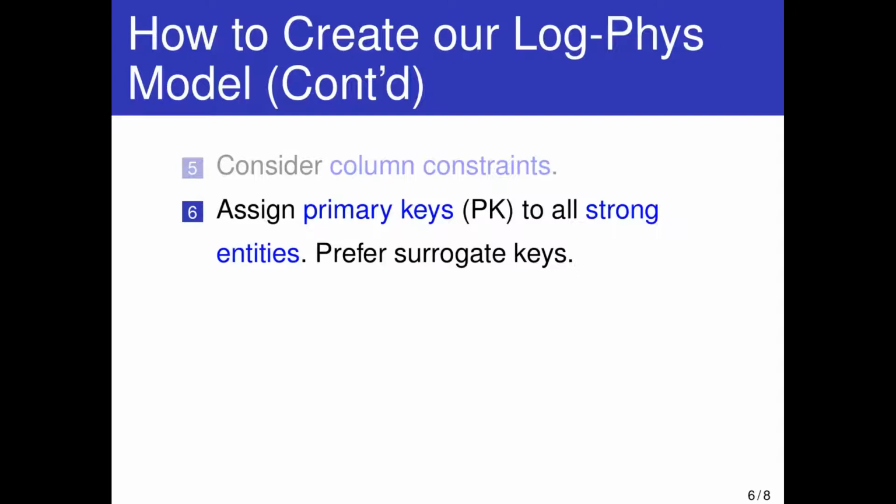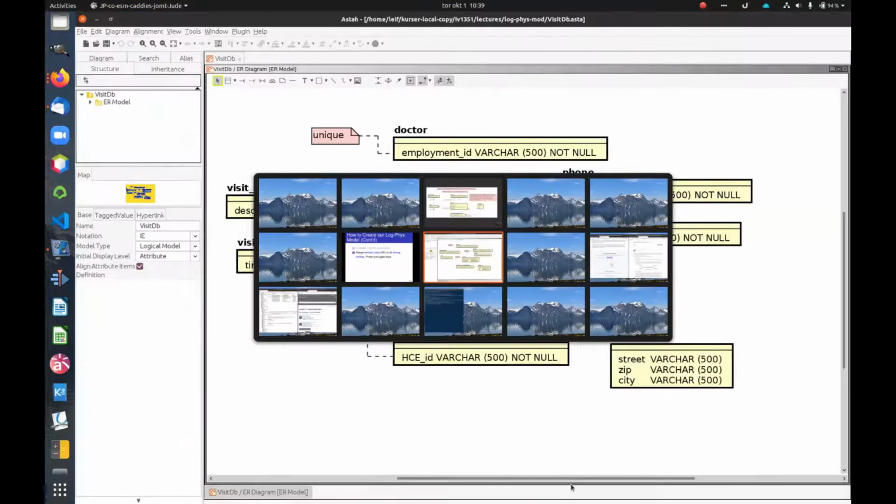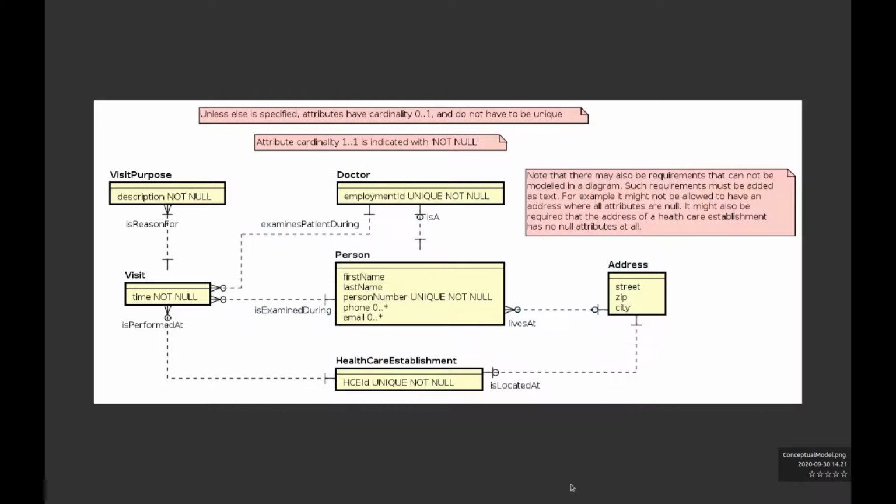So now let's start assigning primary keys, and we look at our conceptual model, and we see that the person is a strong entity. It has no total participation. It has 0 at all other ends, and the person can exist without it. I mean, logically, we can have persons in a database, for example, a patient who has not yet visited any doctor.